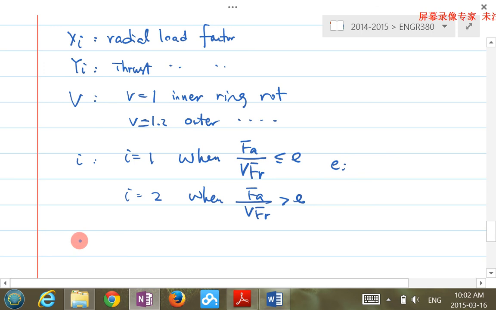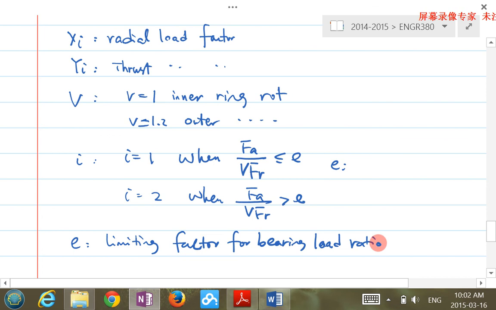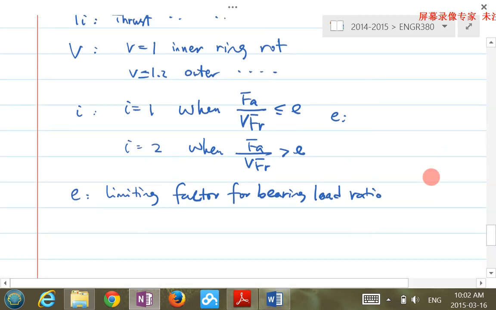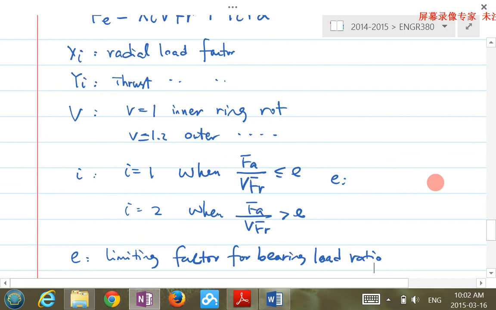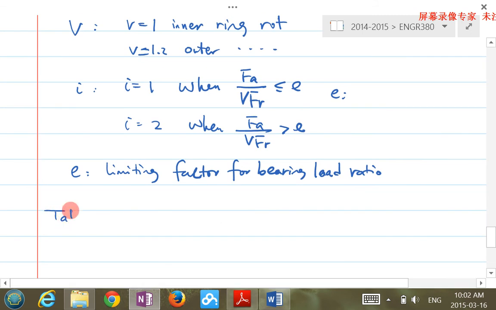So maybe I'll write it down here. e is called the limiting factor for bearing load ratio. As you're going to see, I'll show you the table once we finish writing this. So that's basically all the symbols involved here. So this is Table 11-1.